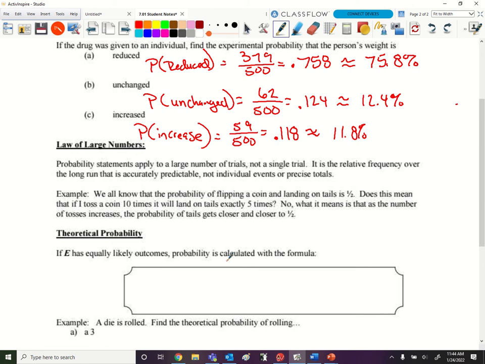Does it mean that if you toss a coin 10 times, it will land exactly on tails 5 times? No. It means that as the number of tosses increases, the probability gets closer and closer to 1/2. So if you were to do it 1 billion times, it would be about 1/2. It's not always going to work out like that, but just over the long run, it will always come closer to that.